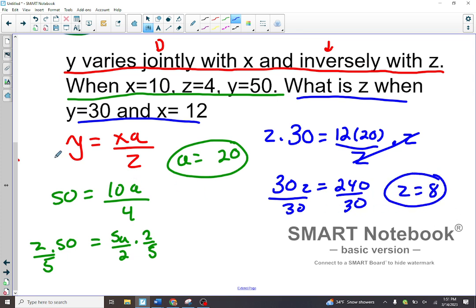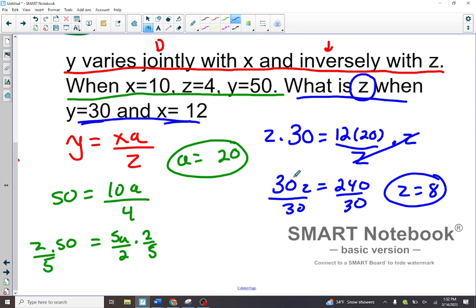Wait, miss, what was the equation after? It's still the same equation. I just replace y and x, so it's 30 equals 12 times 20 over z. So you just got to pay attention. The z at the beginning is because you multiply it out. I multiply z on both sides to get the z out of the denominator, and then you're solving for z, because I asked for what is z.